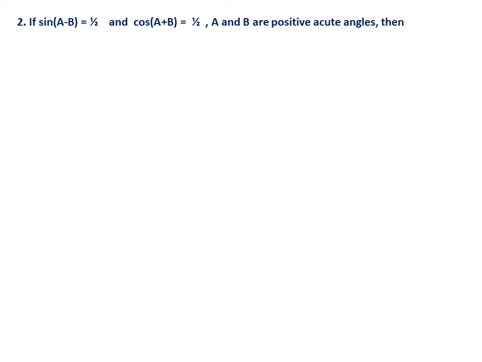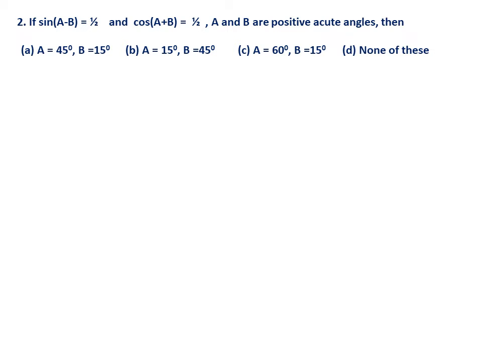Second question. Of course, this is relatively simple. Sin (A minus B) is half and cos (A plus B) is half. A and B are positive acute angles. Then what are the values? I have included this just to revise, that's all. It's not a difficult question. So you know this condition.